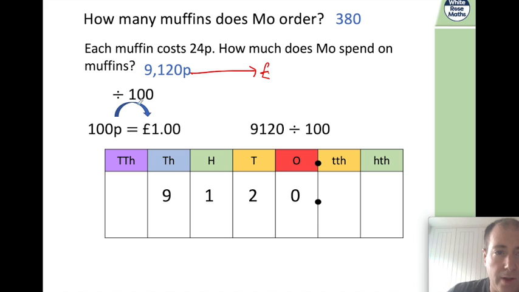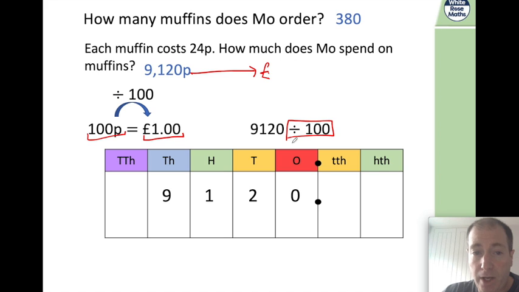But if we know that for every 100 pennies we get a pound, or for every £1 there is 100 pennies, to go from pence to pounds we should divide by 100, which you can see here. So we need to divide by 100. How do we divide by 100? Well, if we put our numbers into our place value grid, to divide by 100, we need to move each and every digit to the right.